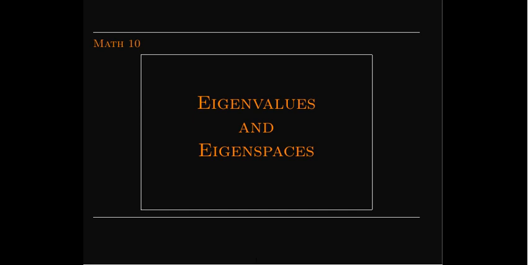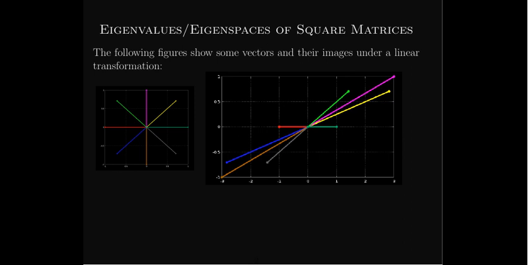In this short video, we're going to have an introduction to eigenvalues and eigenspaces. Let's take a look at some pictures first. So what we're looking at here, on the left, you can think of this as being your domain. I mean, they're both R2, but we're thinking about this as being the domain of vectors that are in the domain of a linear transformation.